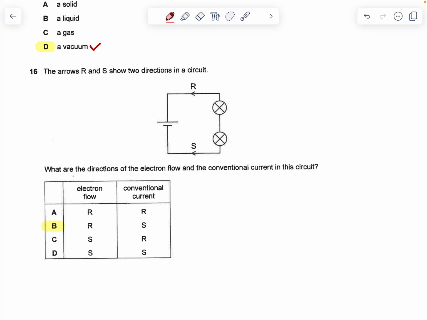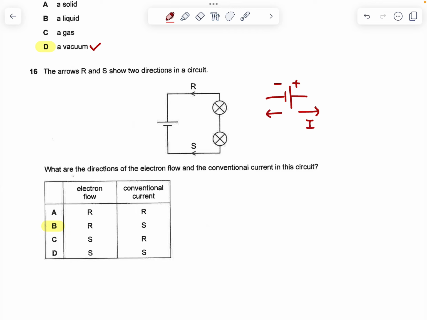Question 16. The arrows R and S show 2 directions in a circuit. What are the directions of the electron flow and the conventional current flow in this circuit? As we know, let me draw it out. The longer end is the positive terminal, shorter end is the negative terminal. Conventional current flows from positive to the negative, so I this way.